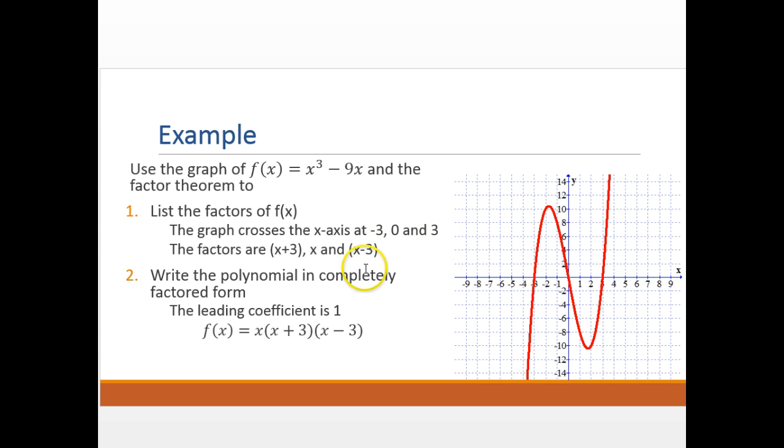So if I want to write this in completely factored form, the only other thing I need is the leading coefficient. If we go up to the original function, the leading coefficient is 1. Therefore, in factored form, the leading coefficient has to be 1 as well. So this is simply 1 times x times x plus 3 times x minus 3.